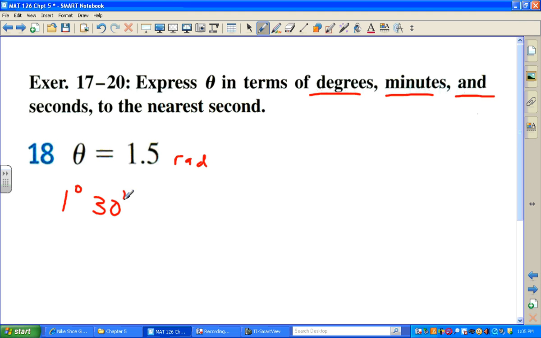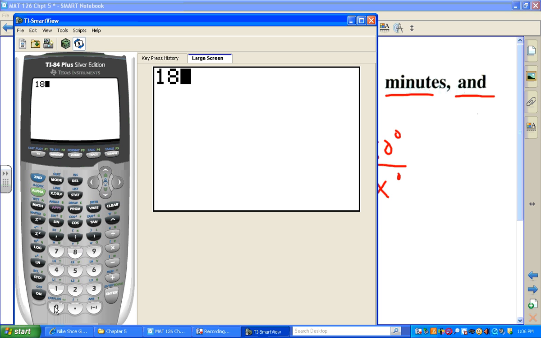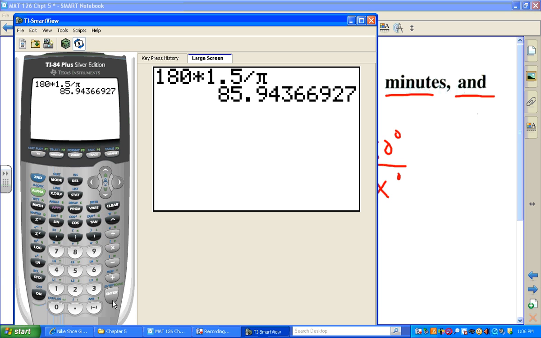If you got pi in 180, where's 1.5 going to go? So you'll take 180 times 1.5 divided by pi, right? Is that right? All right, 180 times 1.5 divided by pi. So far, so good?